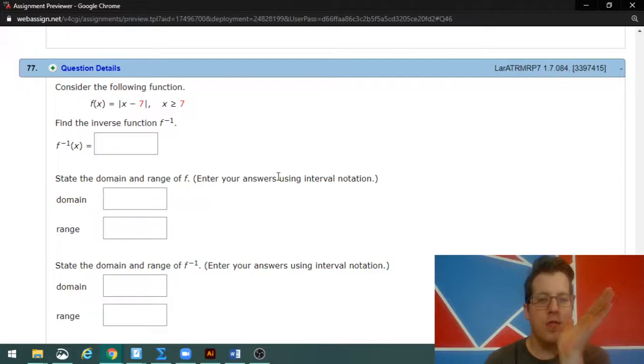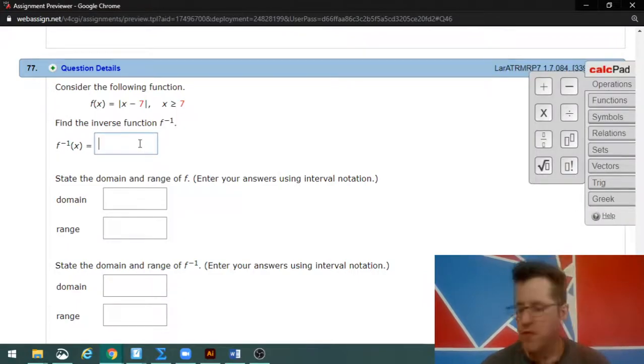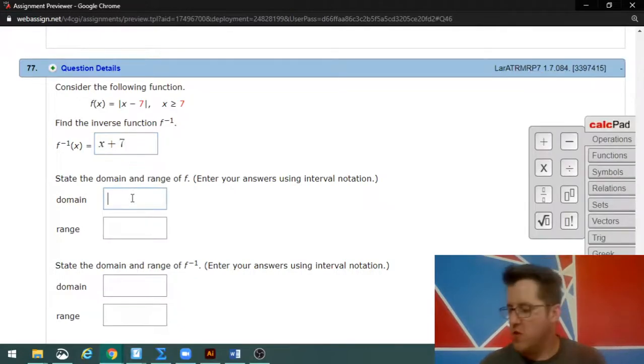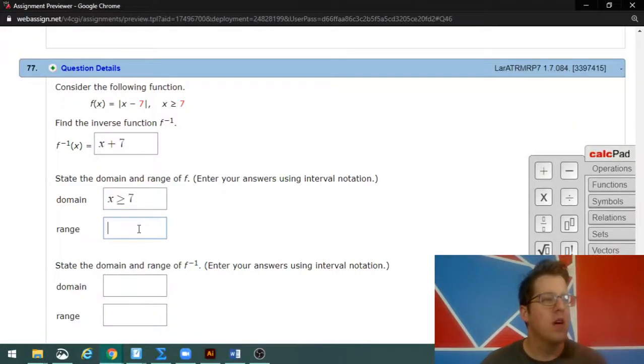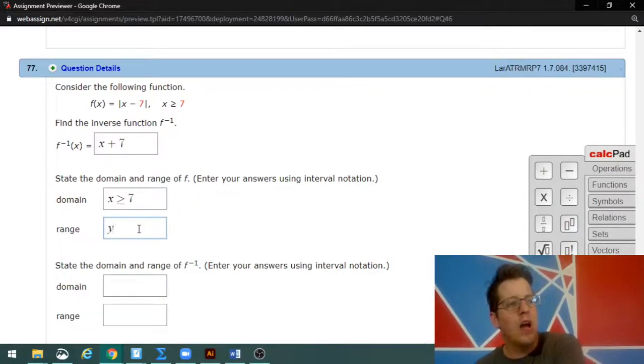And the inverse function is going to be reflected over the line y equals x. So the inverse function is x plus 7. And then this is a key, the domain and range flip. So they told us the domain of the original one. They told us that the domain was greater than or equal to 7. And we have to figure out that y is greater than or equal to 0.